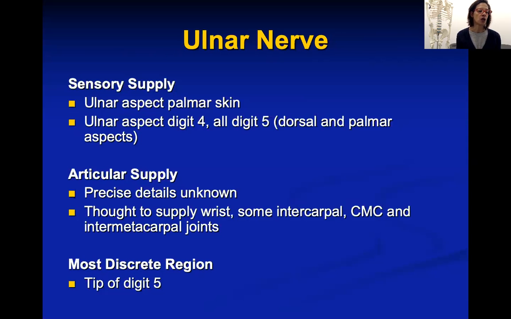The ulnar nerve supplies the ulnar aspect of the palmar skin, and the ulnar aspect of the fourth digit, including more the half, again split with the median nerve, and the dorsal and palmar aspects this time. And the articular supply, the precise details are not really known, but it's thought to supply the wrist, some of the intercarpals, the CMC, and the intermetacarpal joints. Its most discrete region is the tip of the fifth.